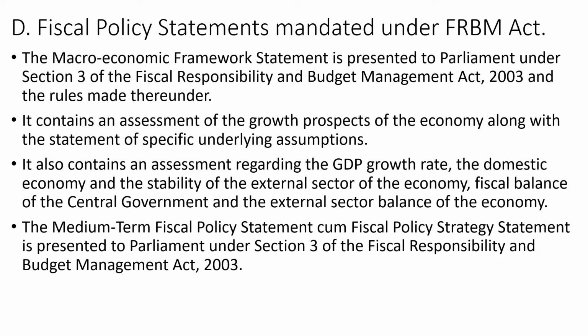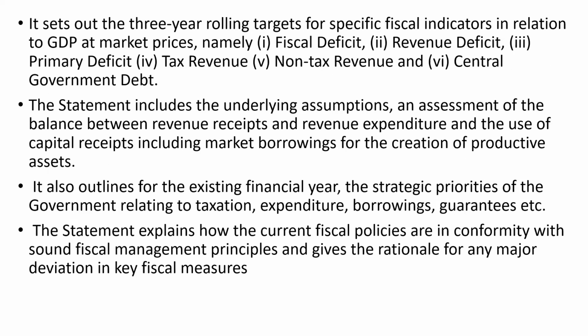The medium term fiscal policy statement and the fiscal policy strategy statement are also presented to the Parliament under Section 3 of the FRBM Act of 2003. It sets out the 3-year rolling targets for some fiscal indicators like fiscal deficit, revenue deficit, primary deficit, tax revenue, non-tax revenue, and the central government debt. The statement includes some underlying assumptions which help in making an assessment of the balance between revenue receipts and revenue expenditure.